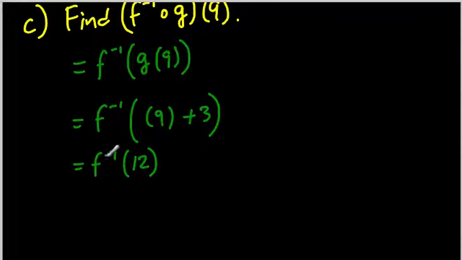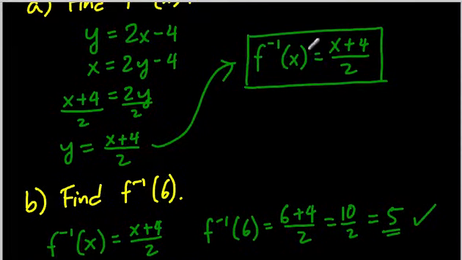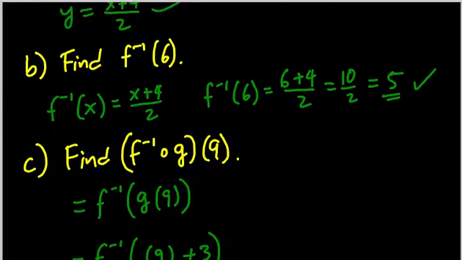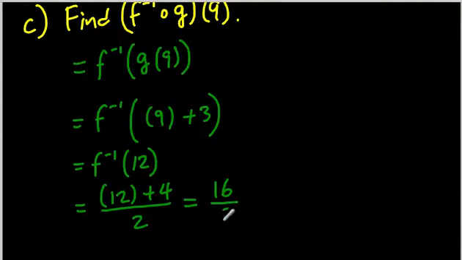Now, we're trying to find f inverse of 12. Well, in order to find f inverse of 12, we need to figure out what f inverse is. We already know what f inverse is because we figured that out right here in part A. f inverse is equal to x plus 4 divided by 2. So whatever I write for that x, I'm going to have to replace it over here. So if I'm looking for 12 over here, this has to be 12 as well. So in other words, this is simply equal to something plus 4 divided by 2, and that something happens to be 12. What's 12 plus 4? Well, that's 16 divided by 2, which is equal to 8.